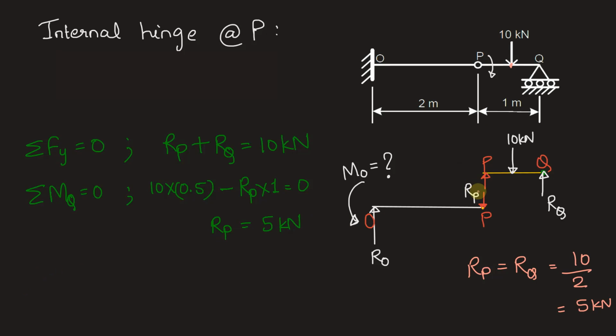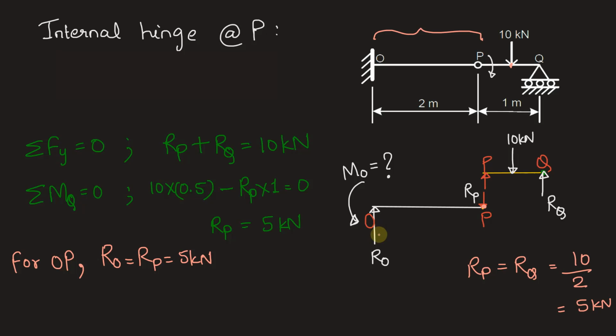Second part, once we have found out RP, we know the load that is acting at P, the reaction that is offered by P. This reaction will cause a reaction moment at O also. So we can take this RP as an external point load at P and consider this as a cantilever beam which has a free end P. So if we consider part OP, now the only load acting in part OP is RP. RO is equal to RP is equal to 5 kN.